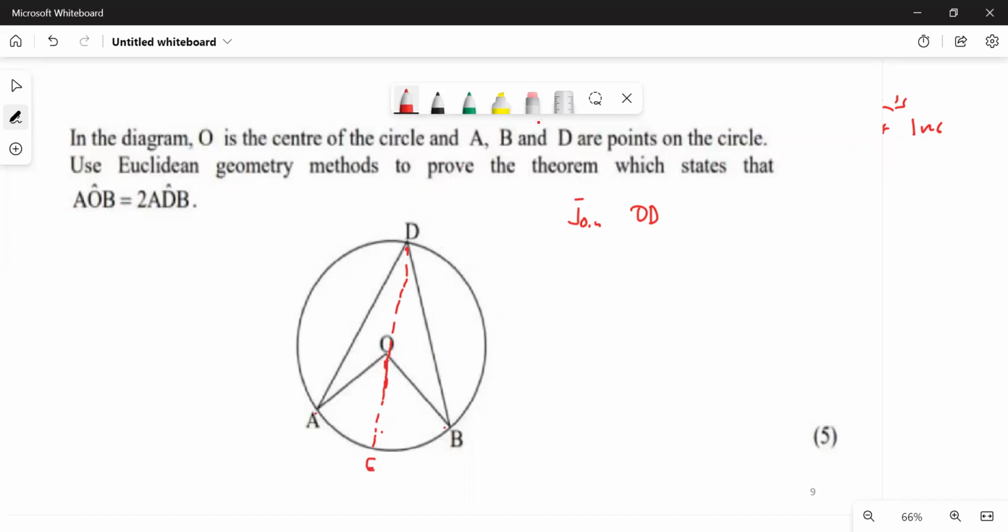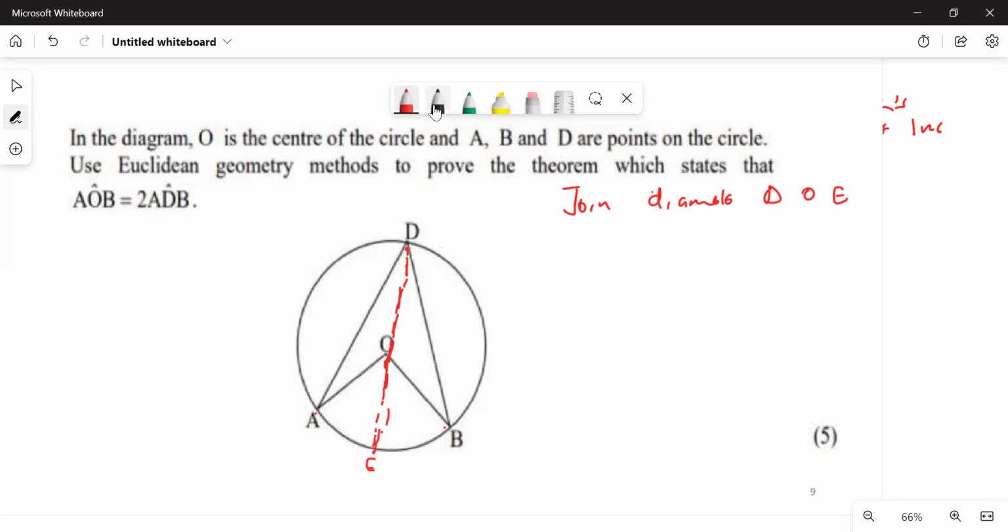After joining OD, or another way to do it, let's try it this way. You can say you are going to construct a diameter DE. Again, if it's a diameter, it's going to pass through O. So you can construct the line, diameter DOE. You just make this thing to be a diameter.